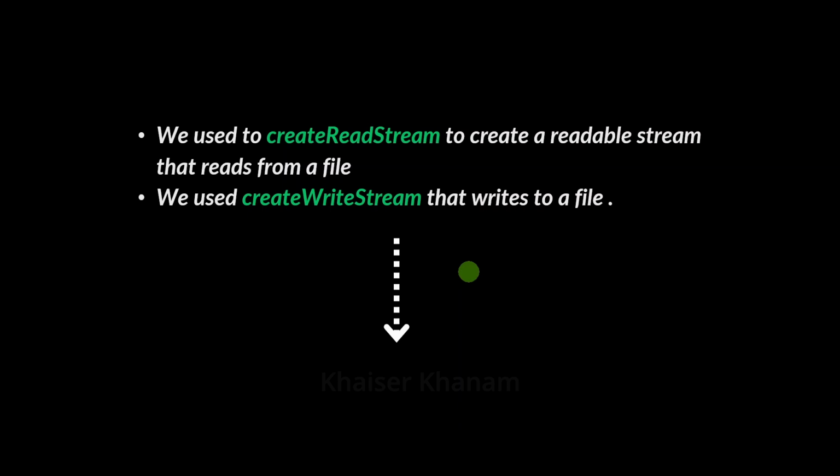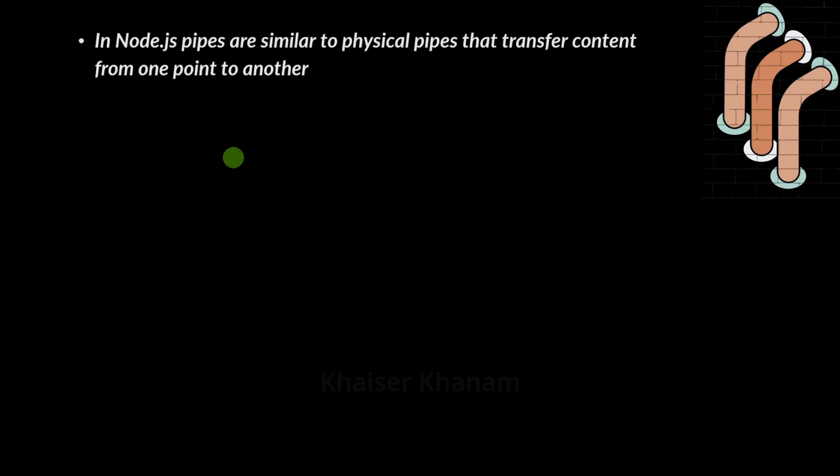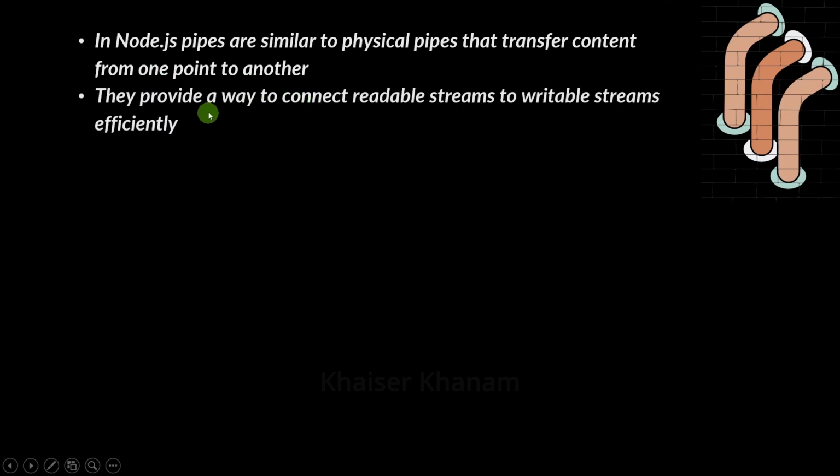But in Node.js, we have a simpler solution, and that is by using pipes. In Node.js, pipes are very similar to physical pipes. Multiple times we have seen pipes: if we put water in one hole, we can get the water from another hole. So in Node.js, pipes are very similar to physical pipes, transferring content from one point to another, and providing a way to connect a readable stream to a writable stream efficiently.